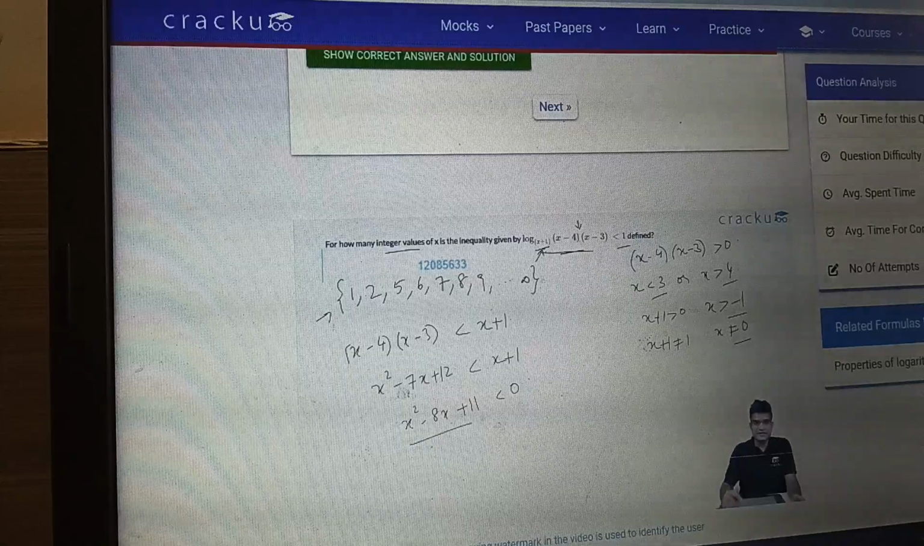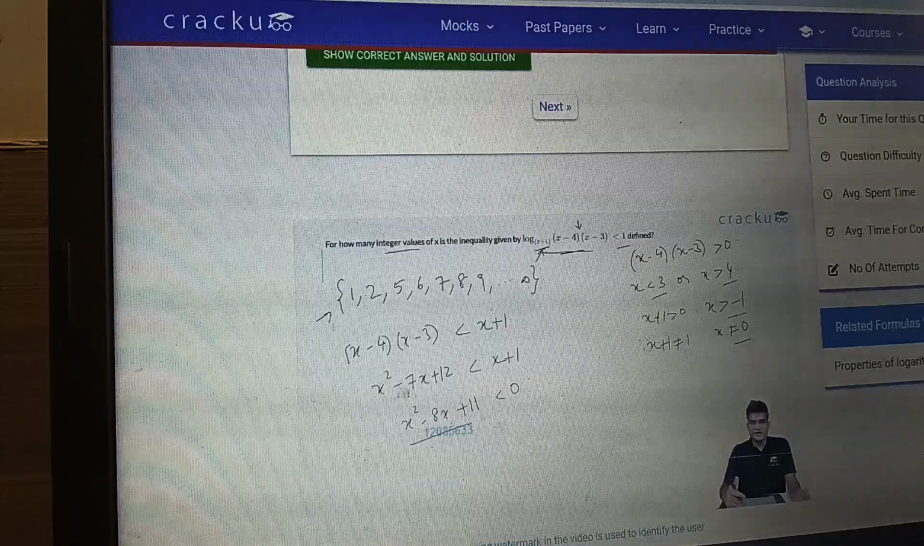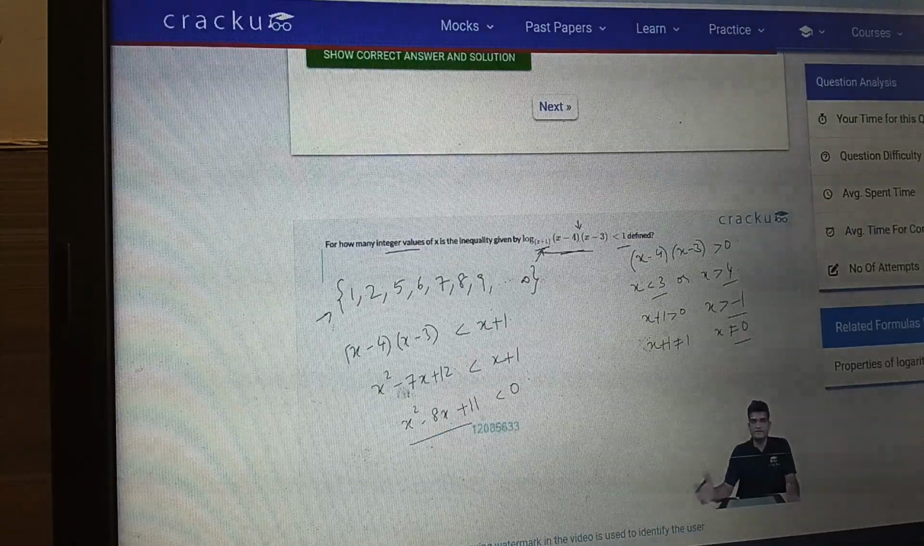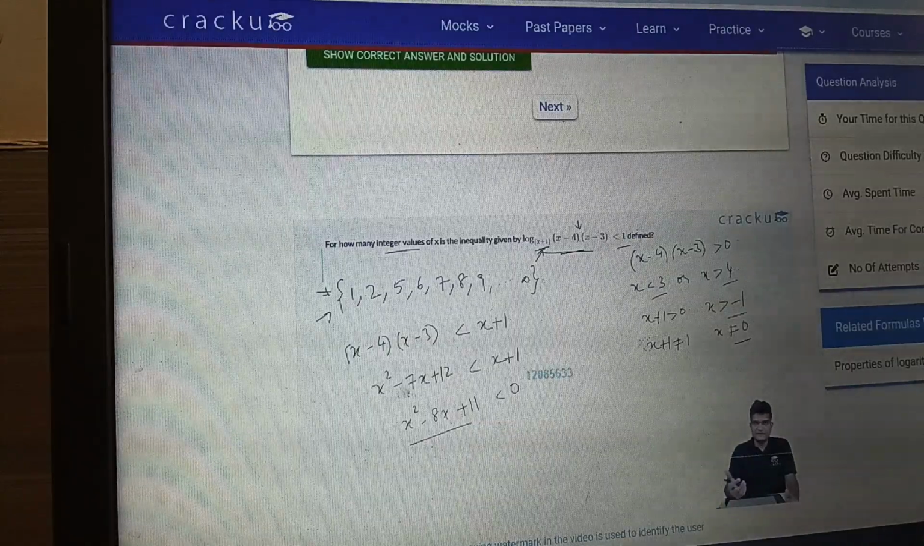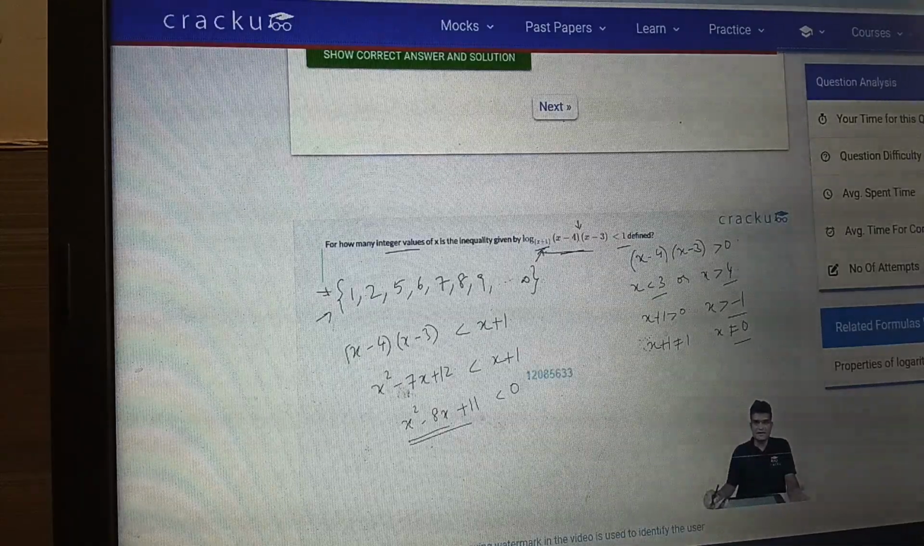Now this is a quadratic which cannot be easily factorized. If you factorize this, you are going to get irrational numbers. So we can either factorize it, find the irrational numbers, find the range and then find out which of them are actually integers, or we can solve it in an easier manner. We'll complete a perfect square. As we have x square minus 8x, we'll add 5 to both sides.